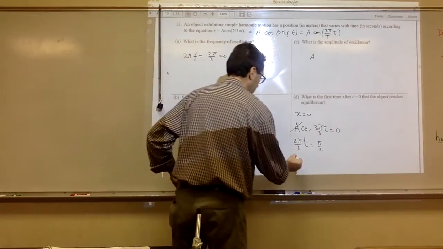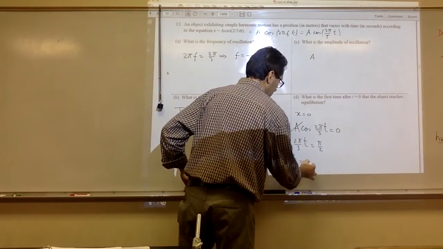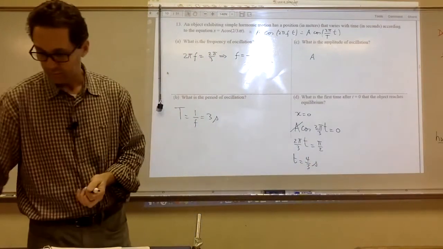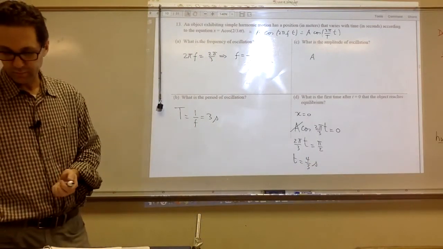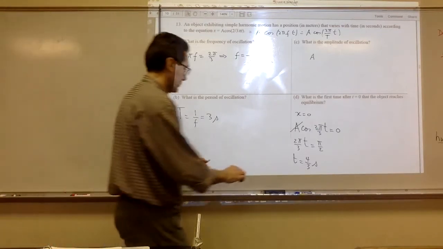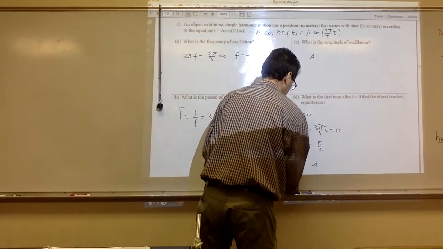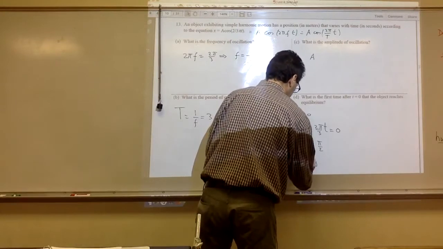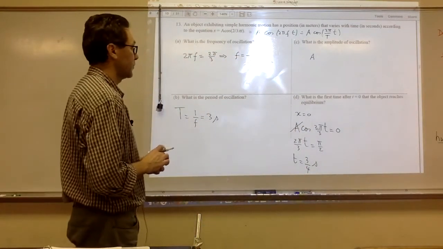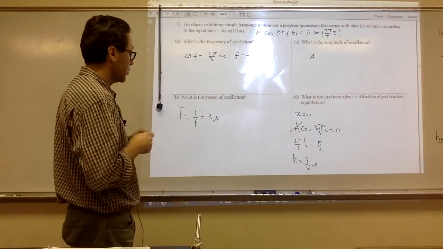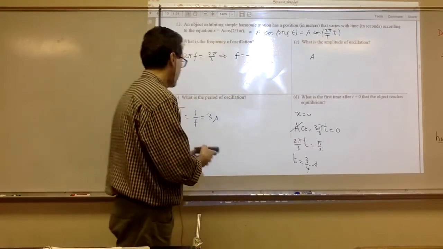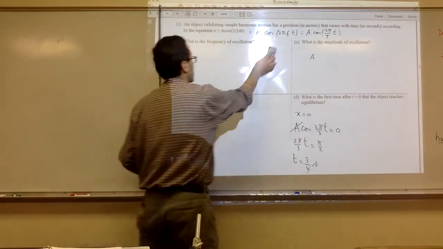So the time should be 3/4 of a second. Another way we could have done this, we could have just said when it reaches the equilibrium, that's 1/4 of a cycle. So we just take the period and divide it by 4. Probably that would have been easier.